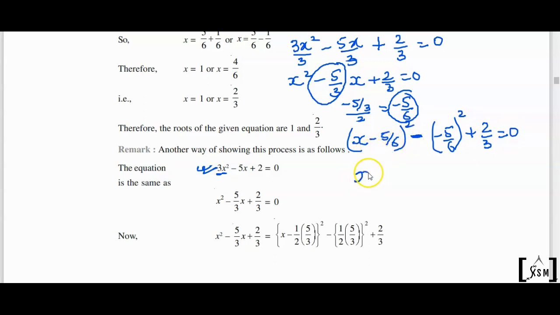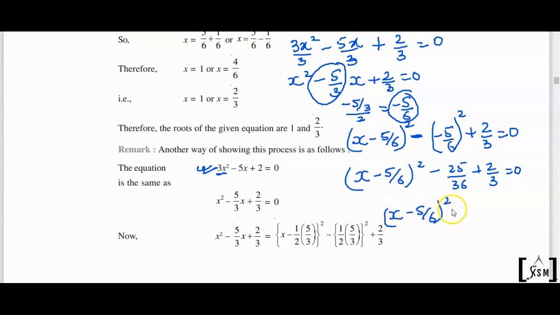Let's simplify. (x − 5/6) whole square, and while doing that we'll get −25/36, and this is plus 2/3 equal to 0. We'll bring these two terms to the other side. We have to solve for x. So (x − 5/6)² equals 25/36 minus 2/3.